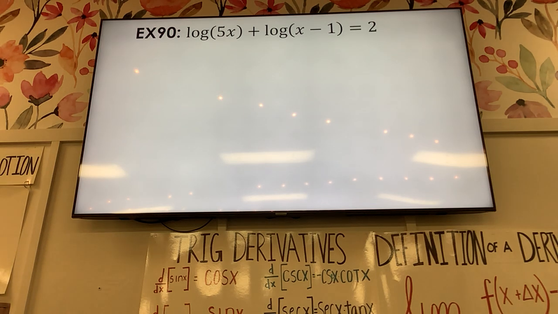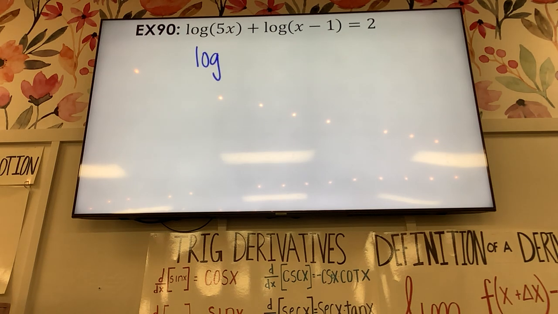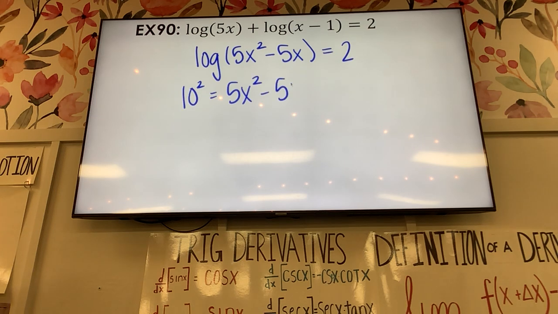All right, so on this one here, first we are going to squish them together, and what are we going to do with the 5x and the x minus 1? Multiply. Multiply, and so you're going to get 5x squared minus 5x. All right, and so then once you've squished it together and you get one single log, we can put it in the other form. So what is my base? 10 squared equals 5x squared minus 5x. What is 10 squared? 100.